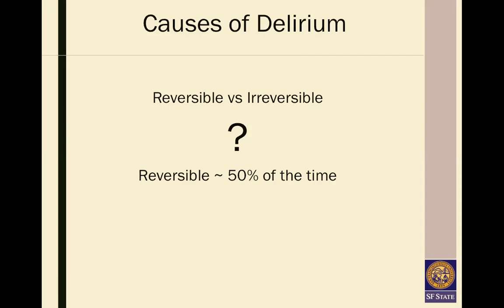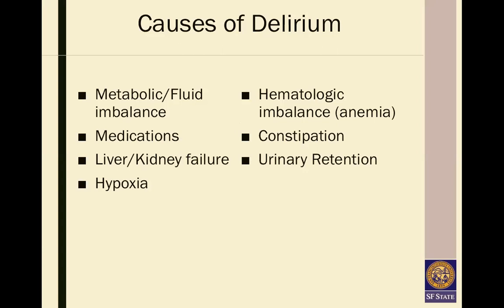What are the causes of delirium? Reversible versus irreversible. Reversible, sometimes we say 50% of the time, depending on the underlying causes and if we can find out why they're delirious. Causes of delirium could be metabolic, fluid imbalances, dehydration, especially in our elderly patients, medications, liver or kidney failure with a buildup of toxins, hypoxia, electrolyte imbalances, hematological imbalances like anemia, constipation, and urinary retention. I want you to really focus on the urinary tract. A lot of times in our elderly adults, sometimes more in our females, they might get a UTI and not have any symptoms, never a fever, never pain with urination, but all of a sudden they get confused. The first thing you should do when you're taking all their blood work is test their urine, to see if they're having any type of infection.